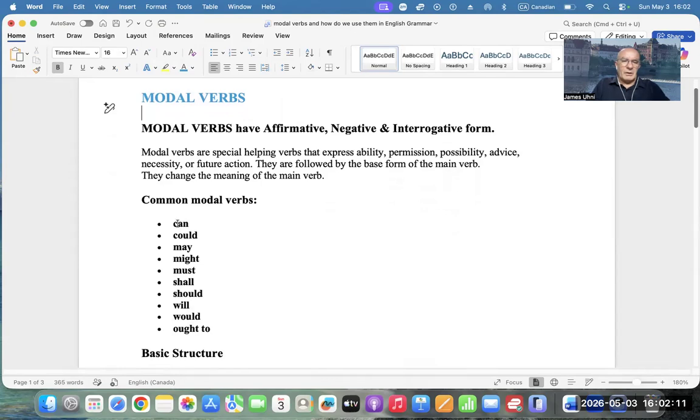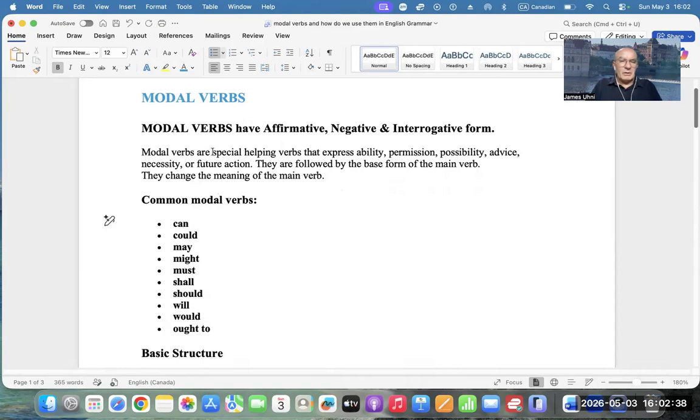So, affirmative: can. Negative: cannot. What would be the question? Affirmative, I can. Negative, I cannot. And the question would be, can I? So modal verbs are special helping verbs.